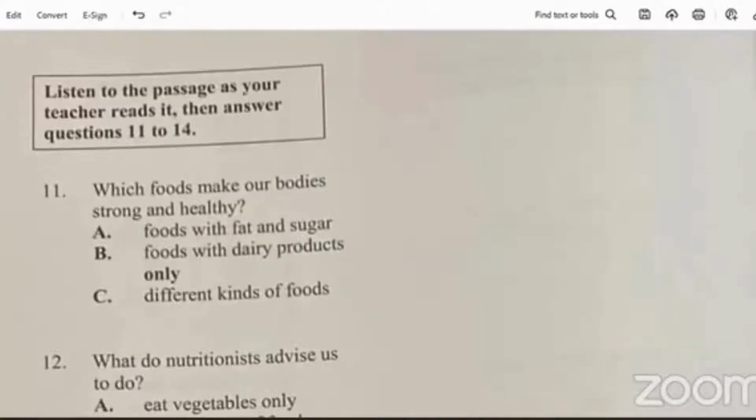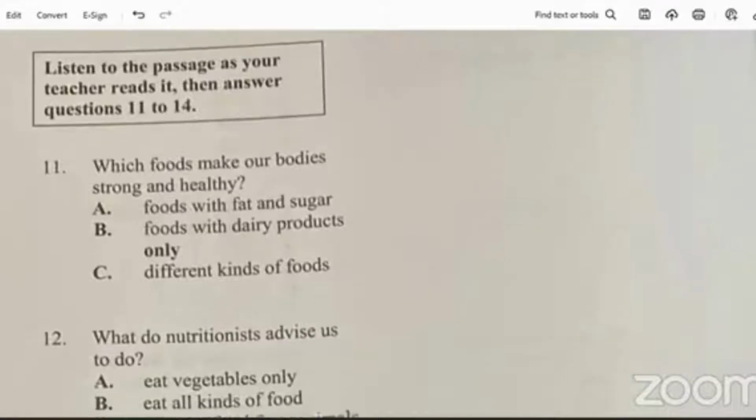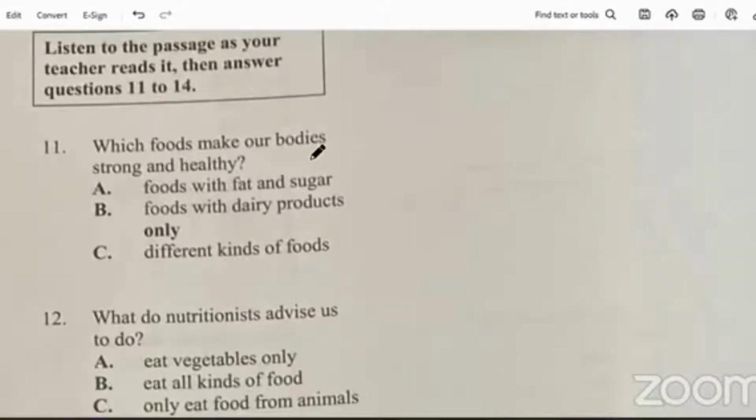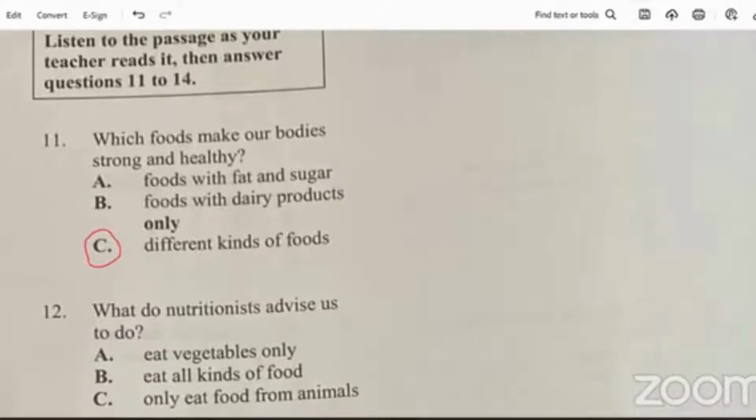11. Okay, so this one has a passage similar to one I did before, I'm not sure whether it was a 2021 or 2022 paper, but I do not have the passage. Based on how the questions are stated and the possible answers, even without the passage, we should be able to find the answers. All right, so which foods make our bodies strong and healthy? Would it be foods with fat and sugar, foods with dairy products only, or different kinds of food? Of course, we need food from different kinds of food, right? From all the different food groups. So the answer is C.